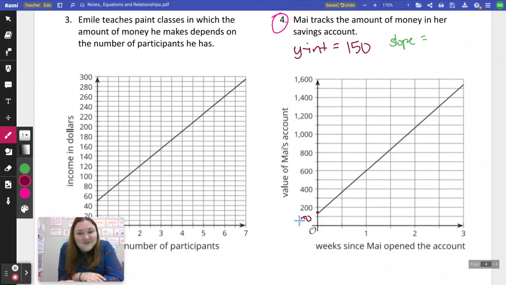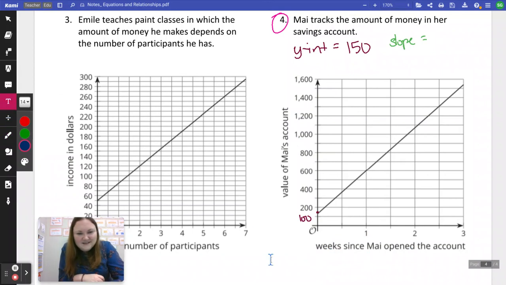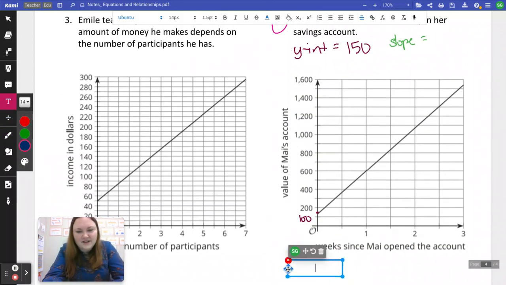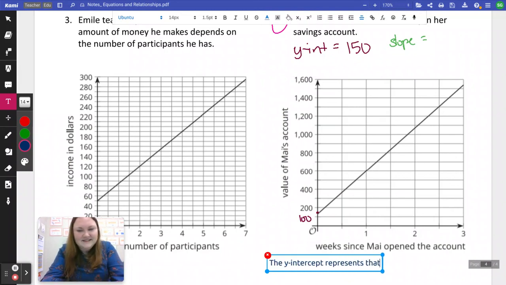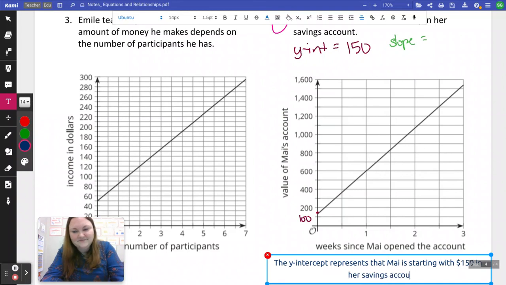Now, what does that 150 mean? Well, we're talking about my tracking the money in her savings account. That 150 is going to mean she starts with $150 in her savings account. No weeks have gone by. 0 weeks have gone by. So she's starting with $150. Lots of times I have students ask me, well, what's that written response going to look like? I would say that the y-intercept represents that May is starting with $150 in her savings account.